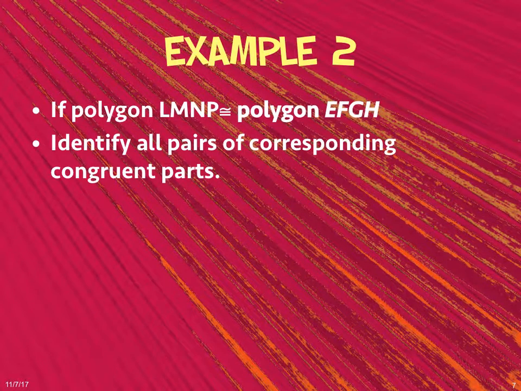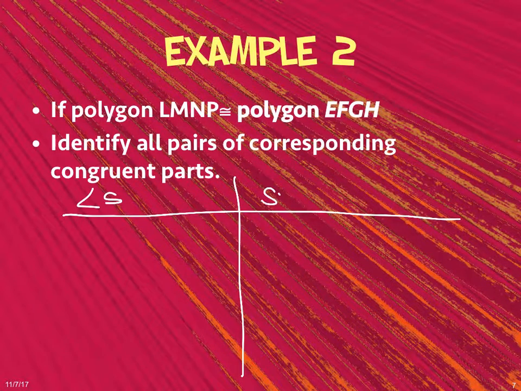All right, so we'll do this one together. Polygon LMNP would be congruent to EFGH. How many sides are in these polygons? 4. Good. And how many angles? 4. So I'm going to have 4 pairs of each.